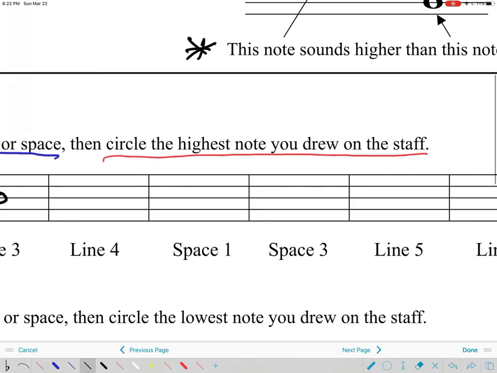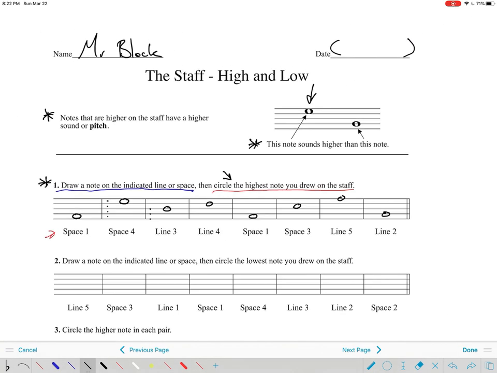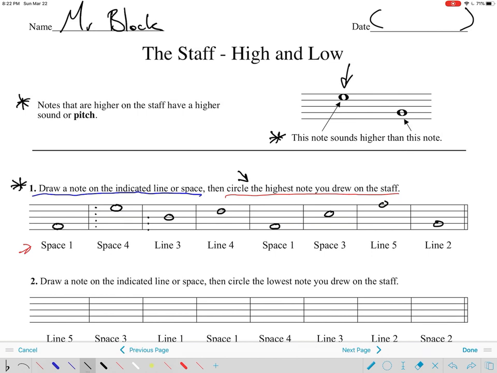Moving on to the next examples, line 4, space 1, space 3, line 5, and line 2. Now remember that this is a two-part instruction, the second part being circle the highest note you drew on the staff. The highest note you drew was this one, line 5.